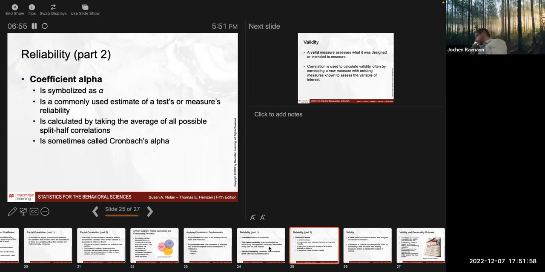And there's, of course, a test for that. And the test is the so-called Cronbach's or coefficient alpha. So whenever you do a test, you want to test the internal consistency or reliability of the test. And you're doing that by basically taking an average of those split half correlations.